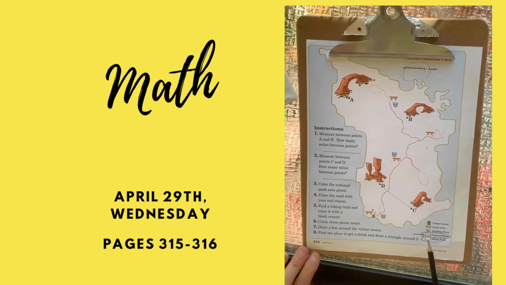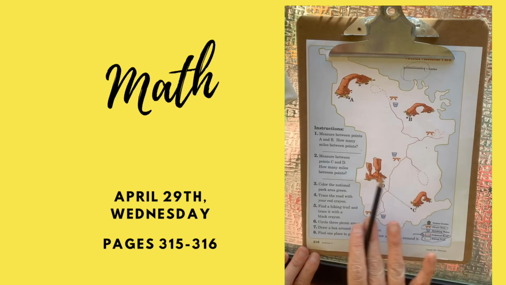Then you have to circle 3 picnic areas. Look here, here's your picnic sign. Find 3 of them and circle them. And then you have to draw a box around the visitor center. Here's the visitor center in green. Find it on your map. I'm not going to show you where, maybe down here somewhere. Draw a box around it.